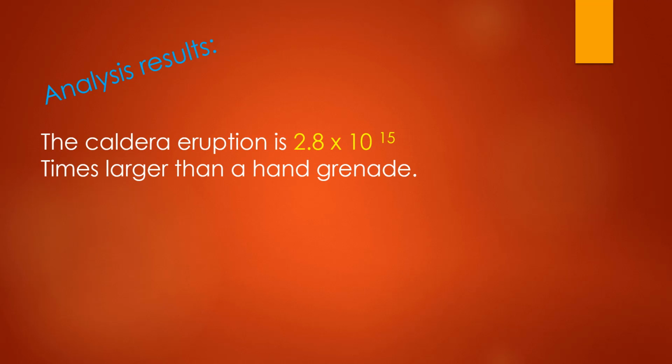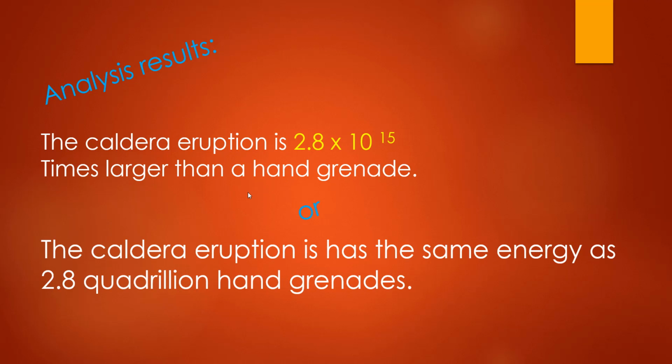So the analysis results. The Caldera eruption is 2.8 times 10 to the 15 times larger than a hand grenade. Or you could write it like this. The Caldera eruption has the same energy as 2.8 quadrillion hand grenades. So once you do the math, you get a number, and then that number can be read like this. That's what this number now means.